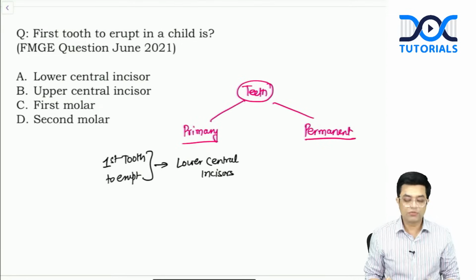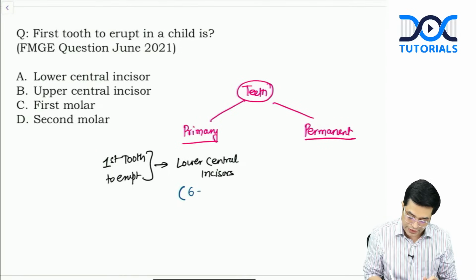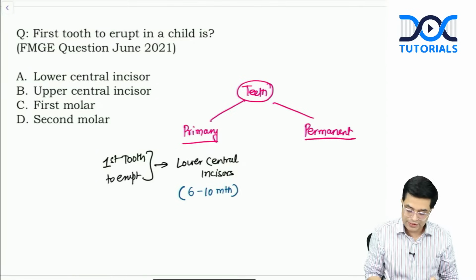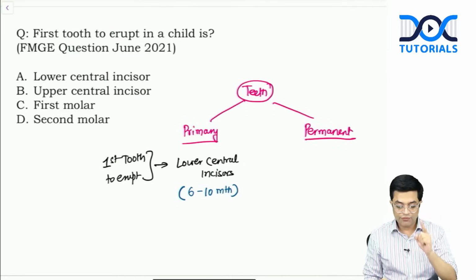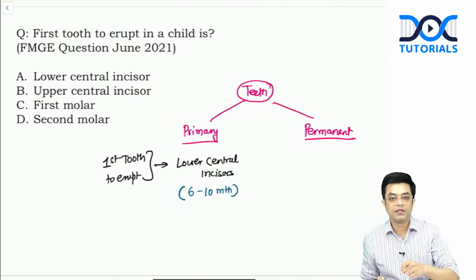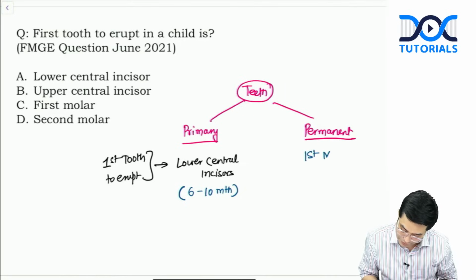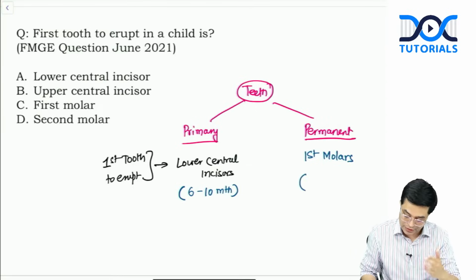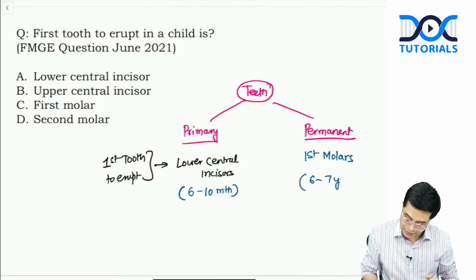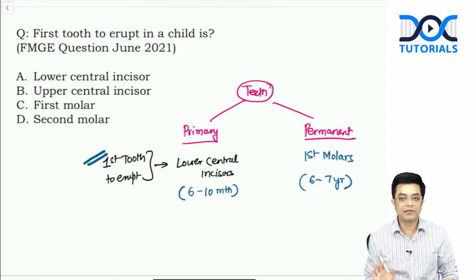Next time they can repeat the question and ask you, when does lower central incisor erupt? According to textbook of O.P. Ghai, it erupts between 6 to 10 months. So between 6 to 10 months, lower central incisors erupt. And if they ask you which is the first permanent tooth to erupt, the answer will not be lower central incisor, the answer will be the first molars. And when do the first molars erupt? They erupt between 6 to 7 years, right? So please add it to your notes, revise it multiple number of times.